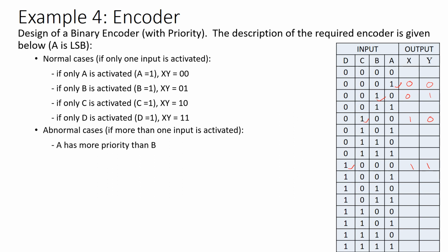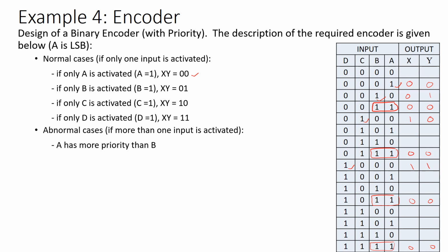A has more priority than B. So let's look at more than one input activated. A will be prioritized. That means A will make XY 0, 0. This is also 0, 0. Look at other cases where we have A and B together. A has more priority, so it should be 0, 0. Look at another one. A has more priority, it should also be 0, 0.